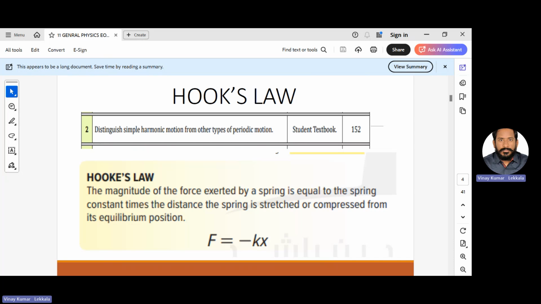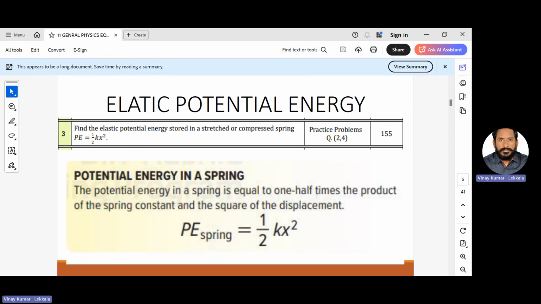Simple harmonic motion means if a force is exerted on a spring, the distance the spring is stretched or compressed from its equilibrium position is directly proportional to the force. The relationship between the displacement and the force is directly proportional and negative. This is called simple harmonic motion.